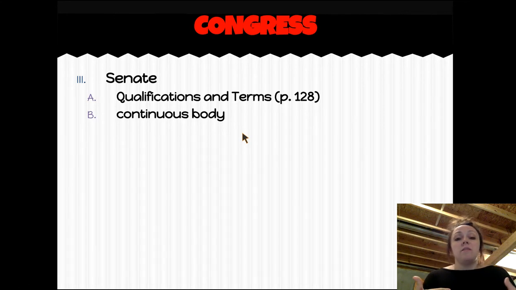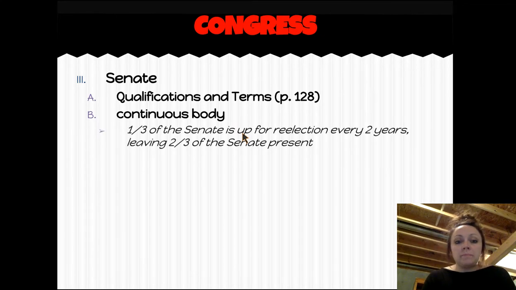Since only 1/3 of the Senate is up for re-election at one time, 2/3 of the Senate remain in office. So there's continuously somebody in the Senate that has been there before. That's the concept of the continuous body, okay? There you go. 1/3 of the Senate is up for re-election every 2 years, leaving 2/3 of the Senate present. If you need to pause me and rewind me, do that for sure.